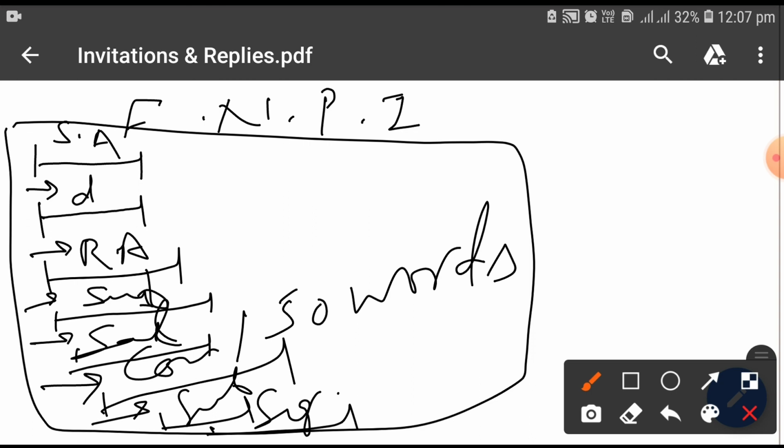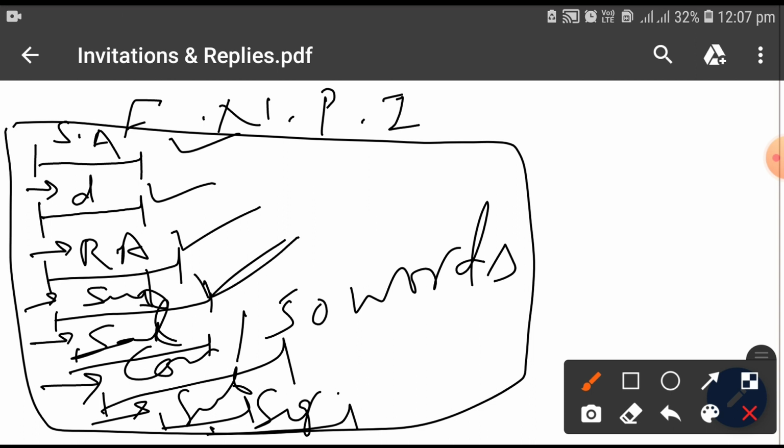Now I am going to tell you again the structure of formal not printed invitation. First of all, we should mention sender address. After that, we should mention date. We always try to write the same date on which we are going to write the invitation. After that, we should mention receiver address. After that, we should mention subscription, and after that, note the subscription.